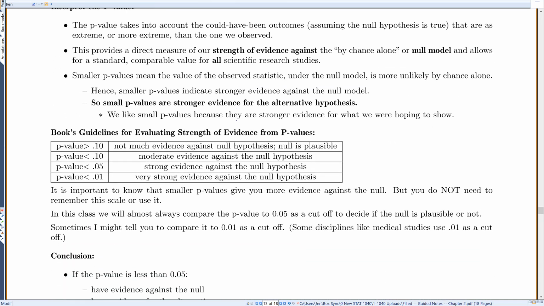Now your book has this guideline for evaluating strength of evidence from p-values. Every different textbook has these guidelines, but they're not set in stone. Different textbooks have different words that they use, different thresholds they use. So we're not concerned that you use this religiously. We're not concerned that you memorize it. Really in this class, we're just always going to compare the p-value to 0.05 to decide if the null is plausible or not. Sometimes I might tell you to compare to 0.01 as a cutoff, but probably not. It's not very often. The reason why is some disciplines like medical journals, anytime they're doing research, they'll use 0.01 as a cutoff instead of 0.05. But for our class, we're just going to use 0.05 as a cutoff.